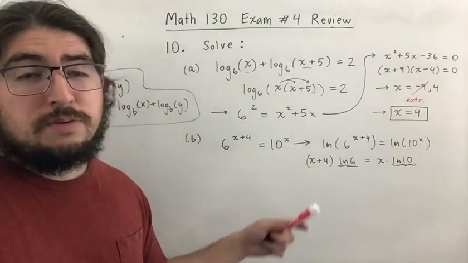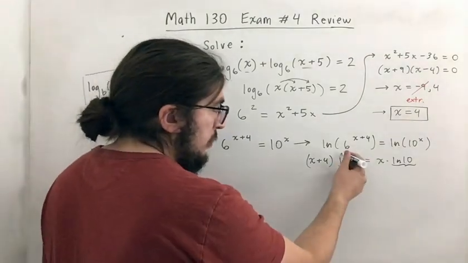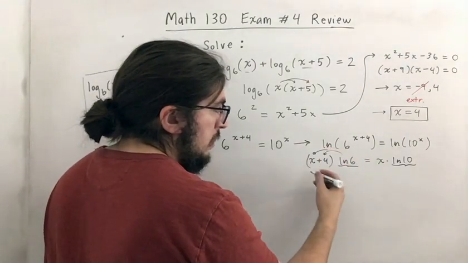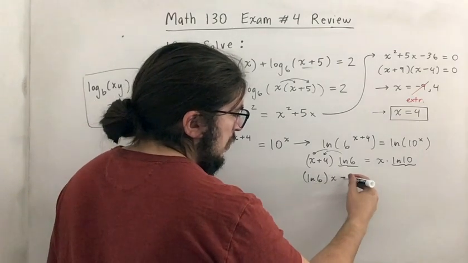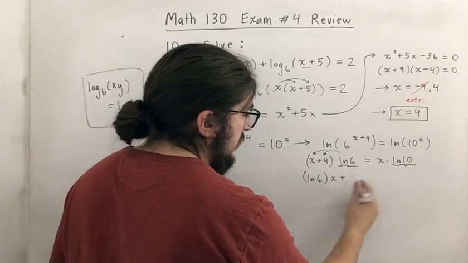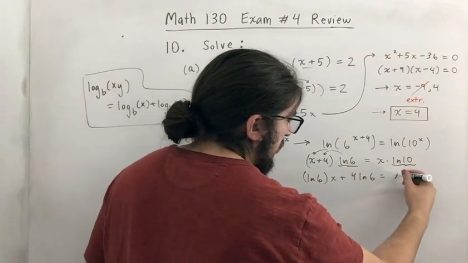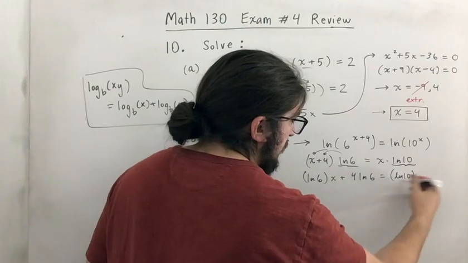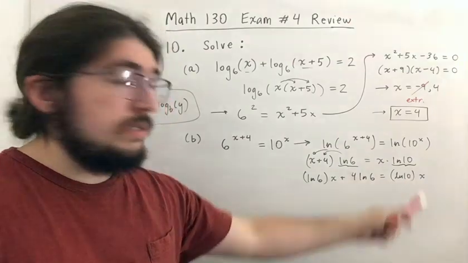But here I'm going to not do that. I'm going to keep it exact. So you'll see what I mean. So let's distribute this number into this. So this is ln of 6 times x plus 4 times ln of 6 equals ln of 10 times x. So it's a number times x plus a number equals a number times x.